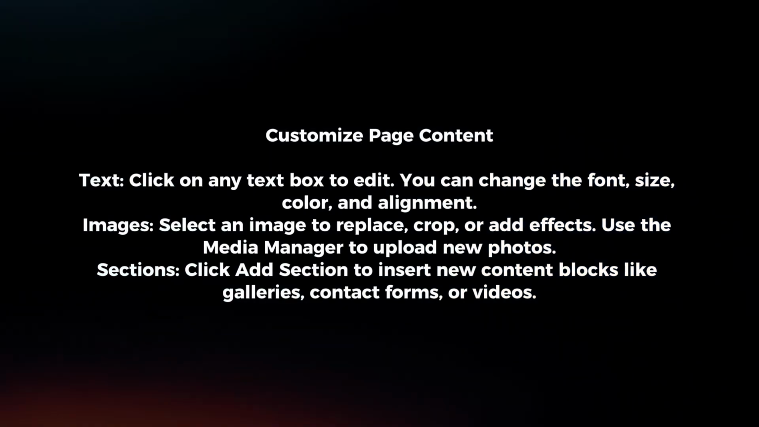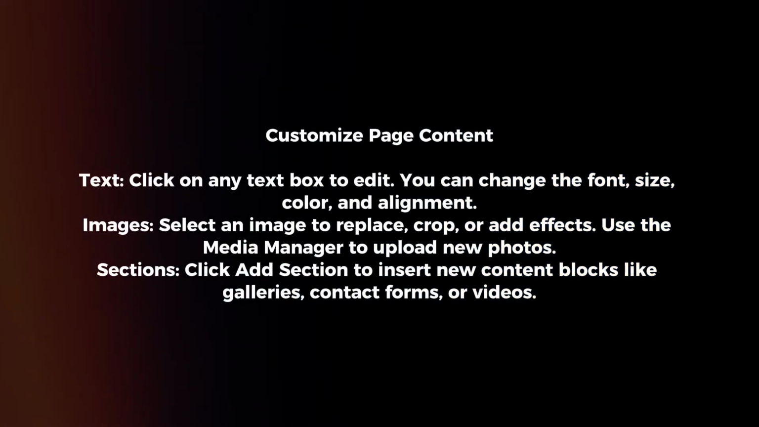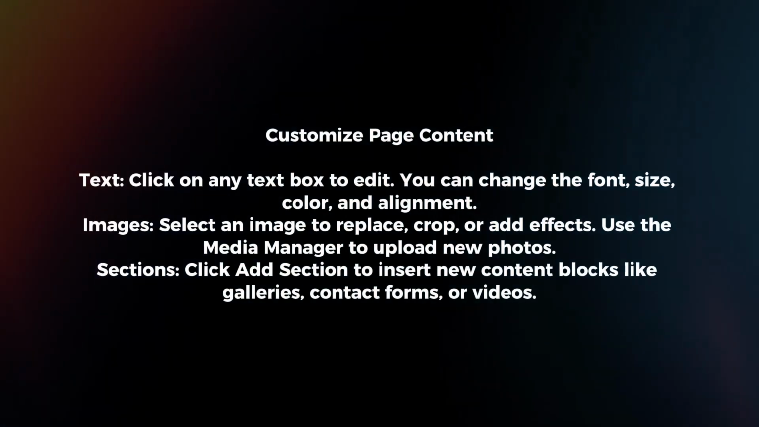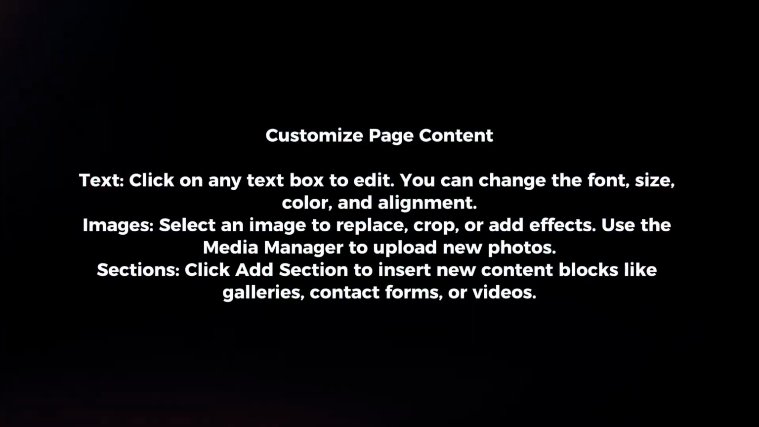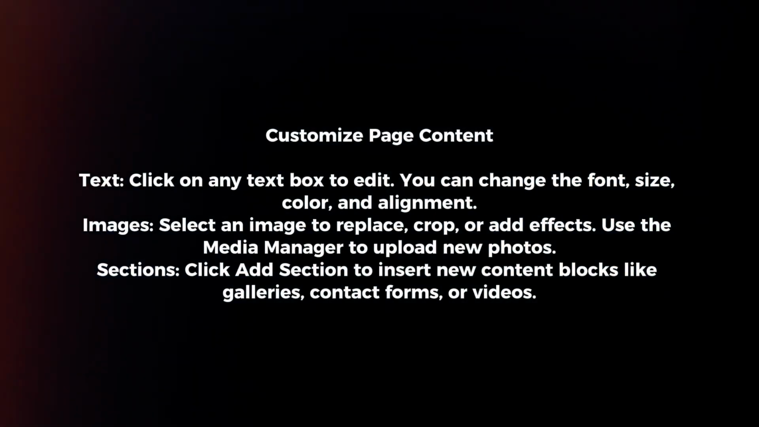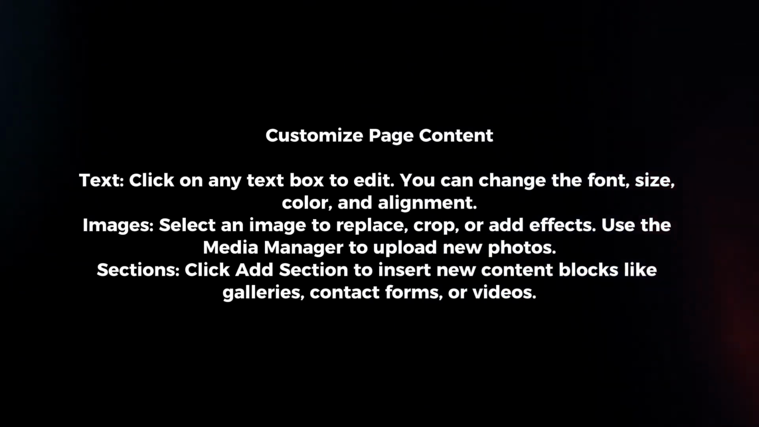Images. Select an image to replace, crop or add effects. Use the Media Manager to upload new photos. Sections. Click Add Section to insert new content blocks like galleries, contact forms or videos.